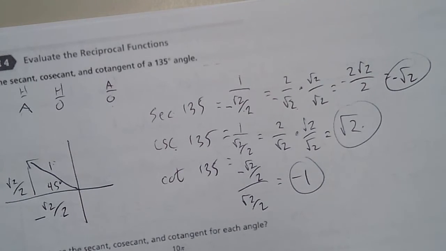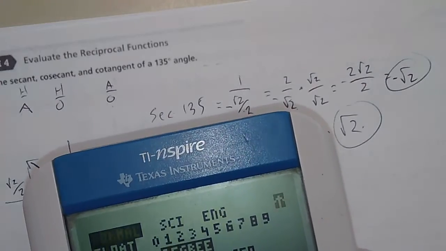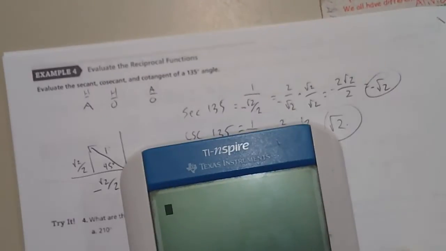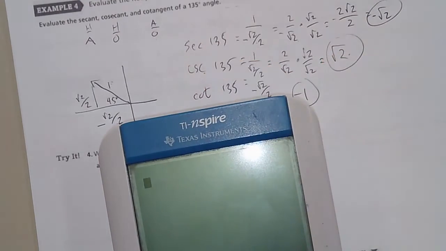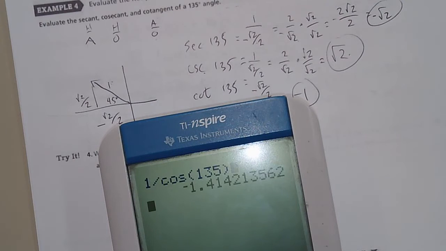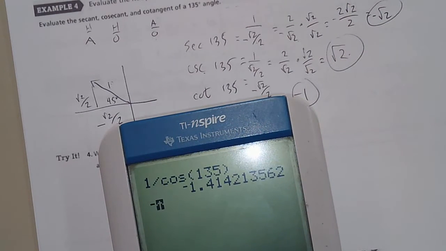These can be checked. Now, the key for checking these, we need to be in degree mode because we're dealing with degrees, and I am. And then you have to remember that secant is just the inverse of cosine. So if you do 1 over cosine 135, that's this, right? Because negative root 2 is the same thing. So you can check these that way in recognizing what they are.